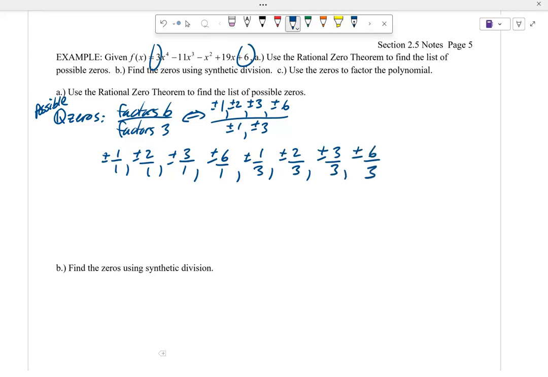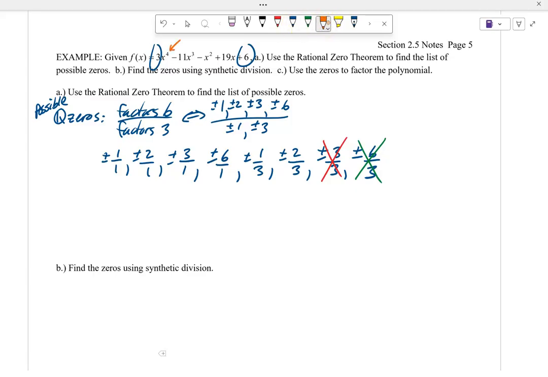Let's see if I have any repeats. Notice I have 3 over 3, but I've already listed 1, plus and minus 1. So I don't need to list that again, right? I also have 6 over 3, but I've already listed 2, plus and minus 2. So it looks like I'm left with 2, 4, 6, 8, 10, 12. 12 of these things, plus and minus, right? 6 left. 6 unique numbers left, plus and minus of each. So 12 possible zeros.